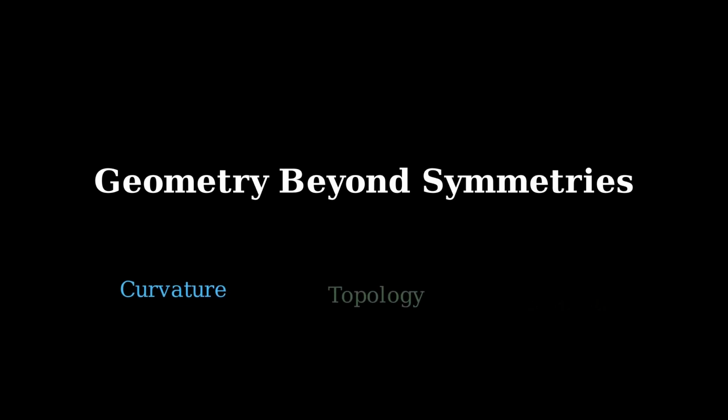So far, we have focused on group symmetries as a source of geometric structure in machine learning. But geometry offers much more. In this final section, we explore curvature, topology, and scaling geometry beyond symmetries.